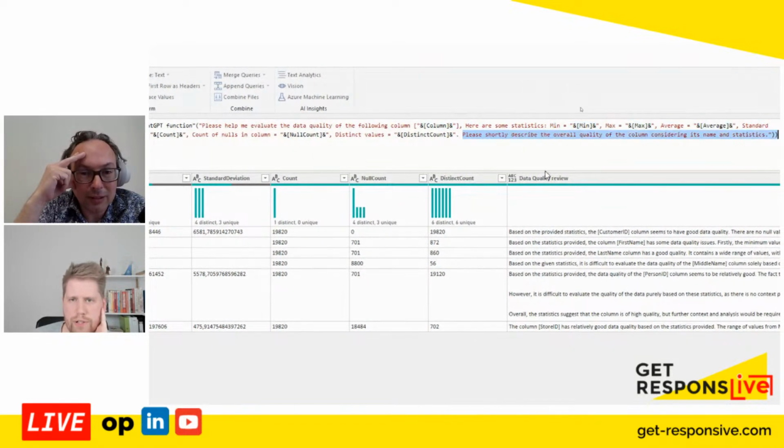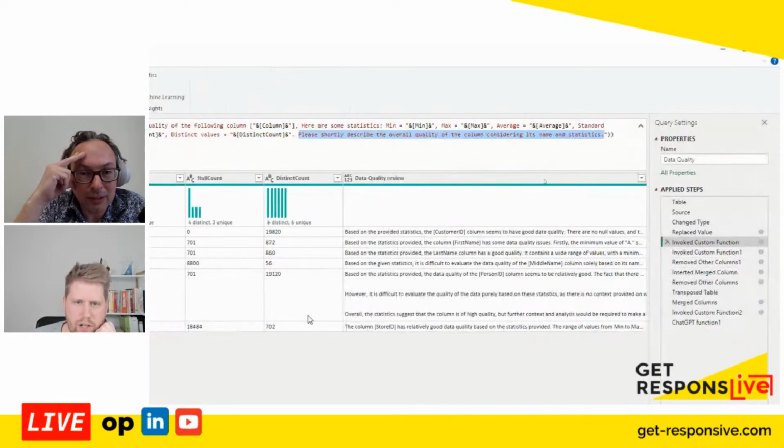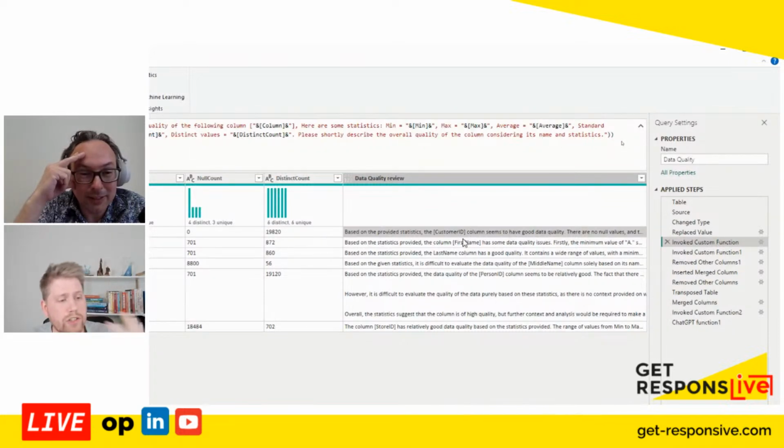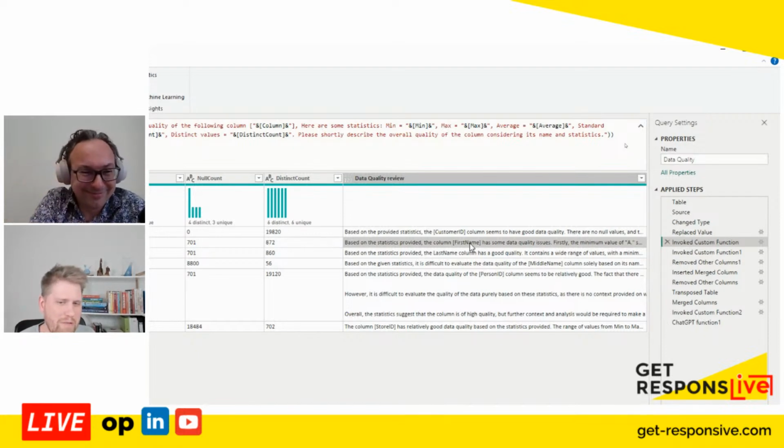And finally, I told it, please shortly describe the overall quality of the column, considering its name and statistics. So now we have an engine that will help us give a human-like writing on the quality of that specific column. I mean, it doesn't have human gut feeling and human common sense. So something like here, it does say that there's a problem with the first name column, that it has inconsistent field values. But I mean, yes, first names will be different. They will be inconsistent. That's something we know as humans.